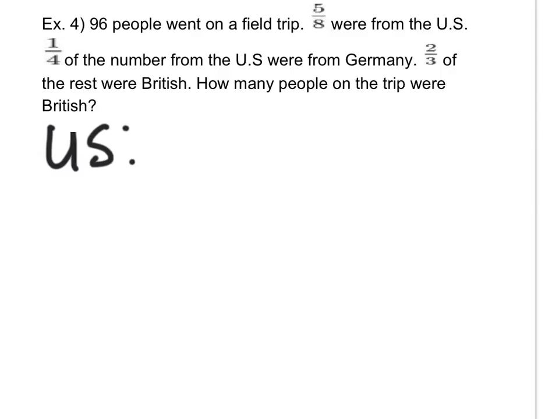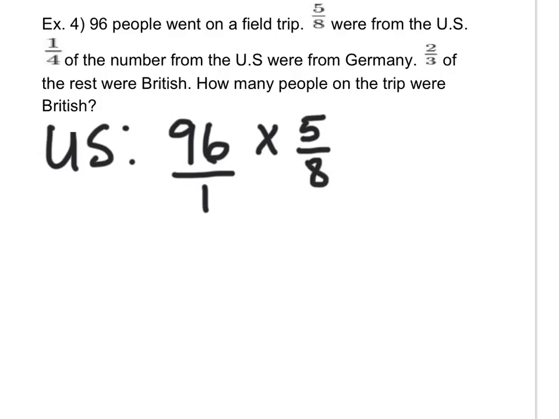So what we do, 96 students, 5/8 of them were from the US. So we do 96 times 5 over 8. In this one, look at the ones in the diagonals. So 8 goes into 8 once, and 8 goes into 96 12 times. Okay, 1 and 5 will stay the same. Top times top, 12 times 5 is 60 over 1, which is 60. If you're not sure of that, you can just do 96 times 5 over 1 times 8 and simplify that, and you will get 60 as your answer. So 60 were from the US.